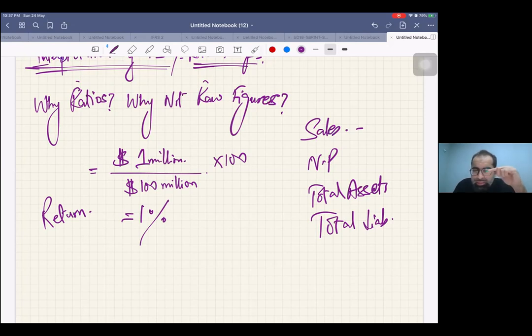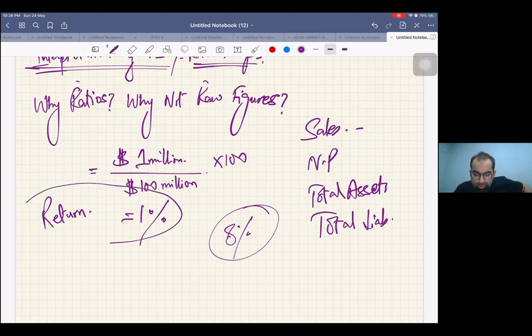See, if you were seeing just a raw number, that is $1 million, it was very good. $1 million alone is very good profit. But when you compare it, that you invested $100 million and you just got $1 million, so this 1% is nothing. Let us say the interest rates are 8%. Interest rate the bank is offering is 8%, and this company is giving us only 1%, so this is not a good investment. So after comparing the two numbers, we got the meaningful picture, right?